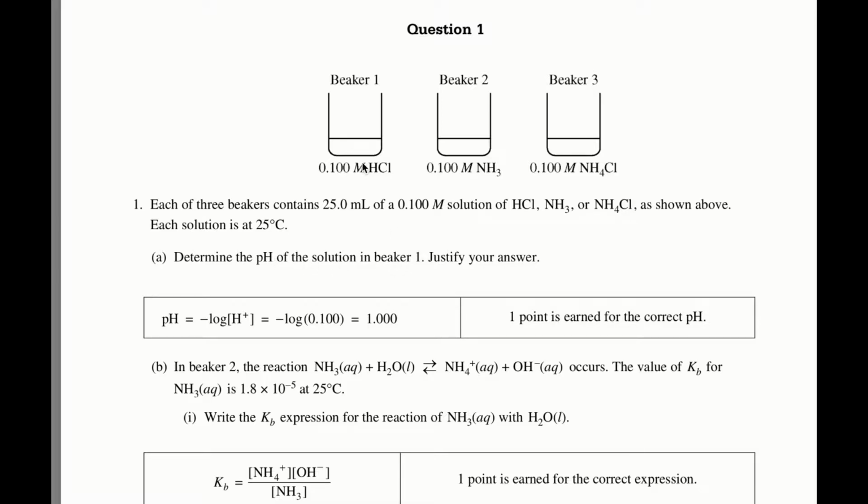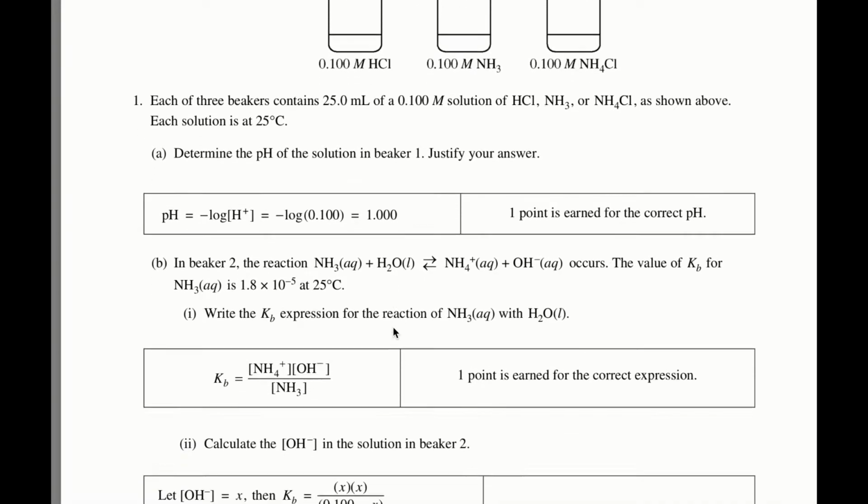Now, this is a really easy question because HCl is a strong acid, which means that you can assume that all of this is going to dissociate and then just take the negative log of that concentration because that will be your concentration of H+. Okay? So you just take the negative log of 0.1, you get 1.000, and if you wrote that, then you get 1 point. Now notice it's 1.000 because you have 3 significant figures, which means you need 3 decimal places.